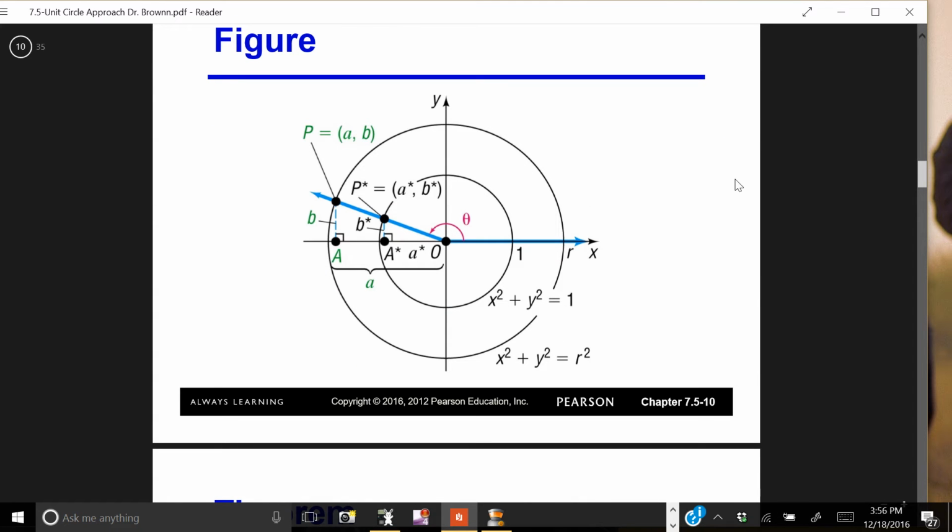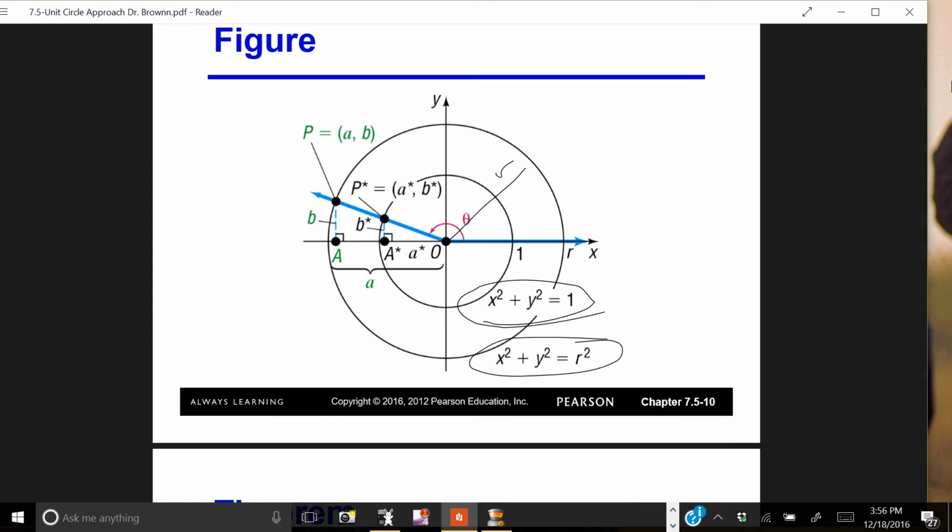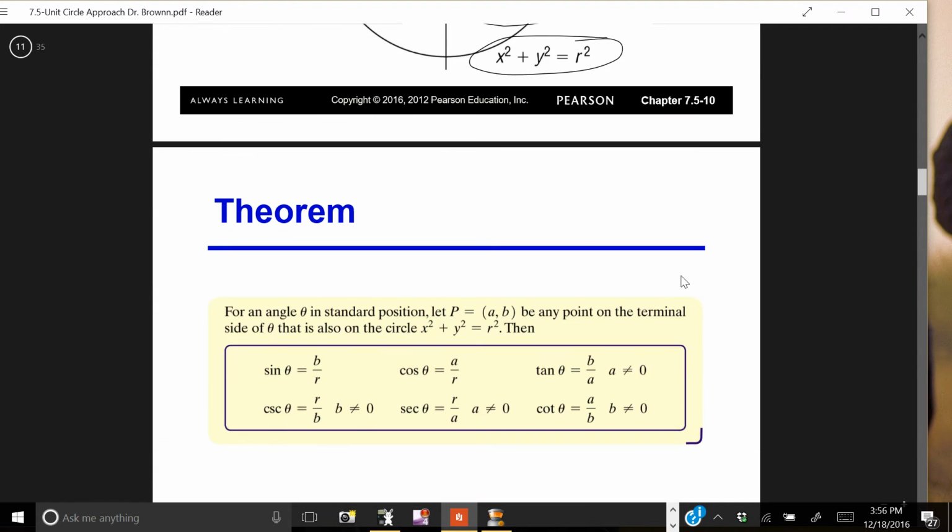Now, we could also define a circle that's not a unit circle and has a radius of r. And here, instead of x squared plus y squared equals 1 for a unit circle, we have x squared plus y squared equals r squared. And we still can talk about a point A and B on the circle that's not a unit circle.